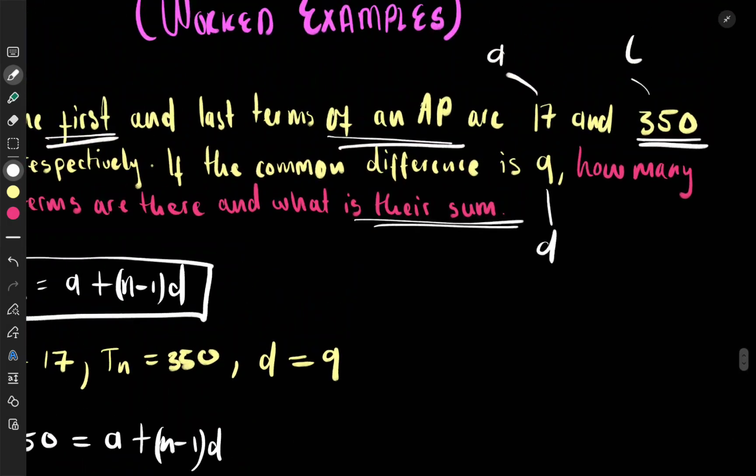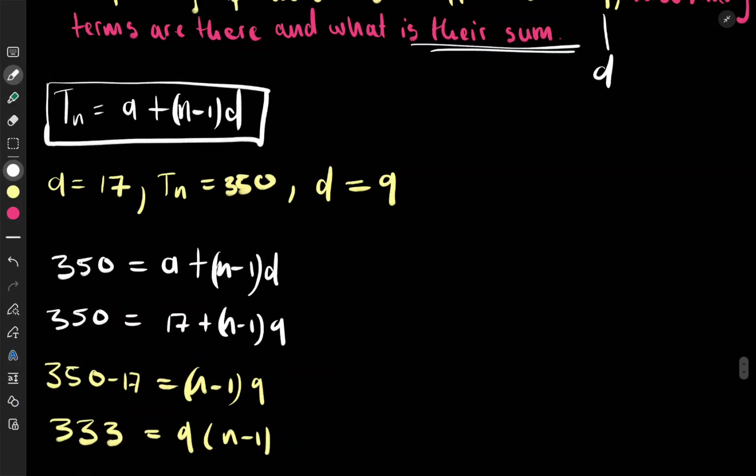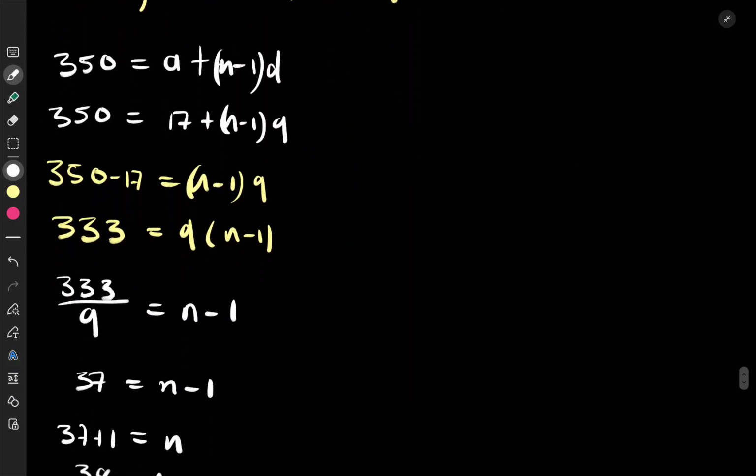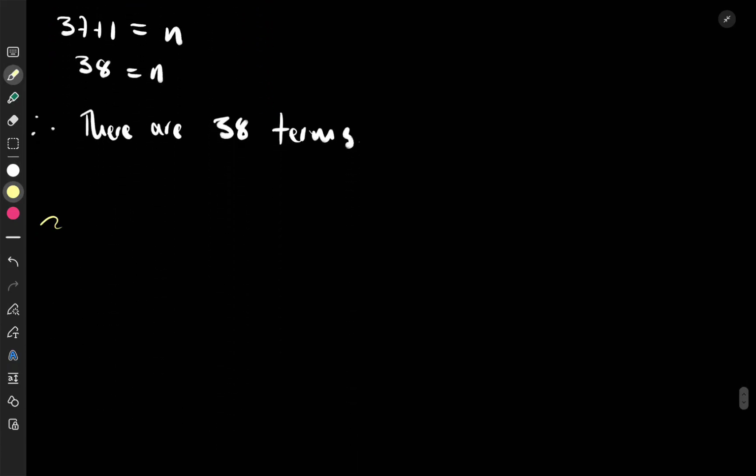And here now they say, please find their sum. Okay, find their sum. Now I know that if I have the first and last term, the sum is even easier to find. The sum is even easier to find because once you know the first term and the last term, we can use that formula which says sum is equal to n multiplying A plus L all over 2.